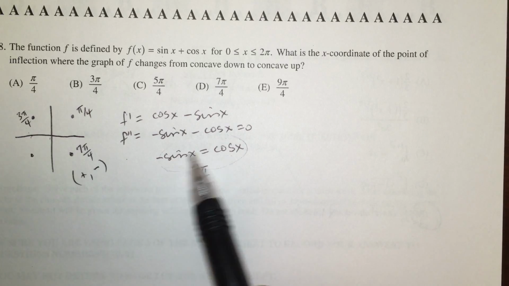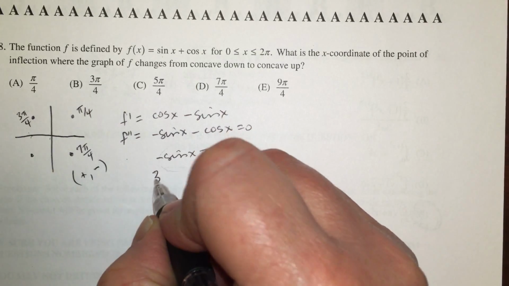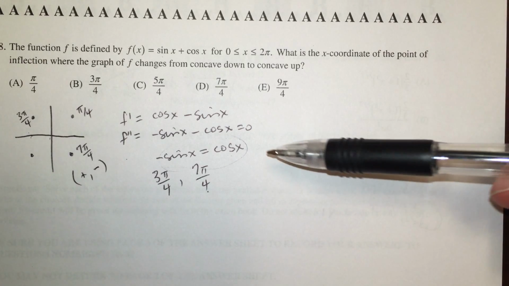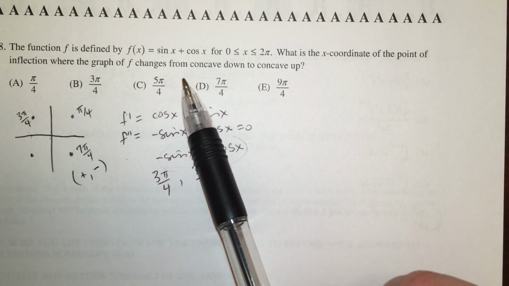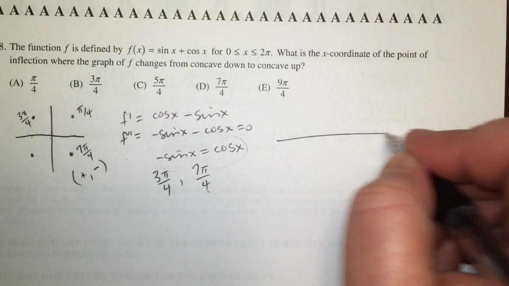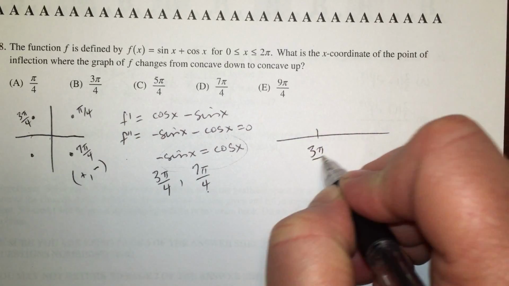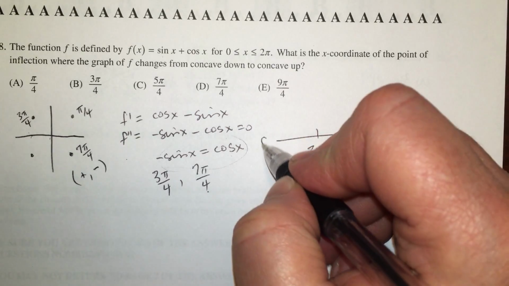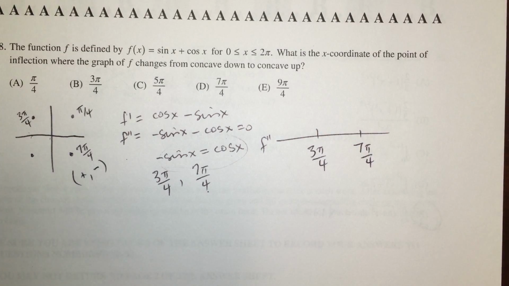Both of these are where these have opposite signs. So we have 2 points of inflection, 3 pi over 4 and 7 pi over 4. So we need to know which of those points of inflection are a change from concave down to concave up. So we need our wiggle graph. Put these in order: 3 pi over 4, 7 pi over 4. This is f double prime.